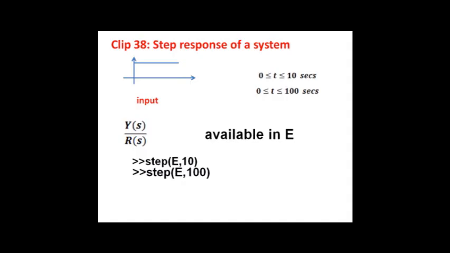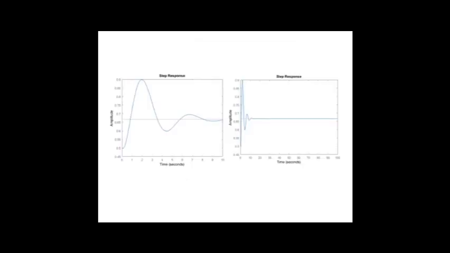So go to the MATLAB command prompt, call step E comma 10 for the first interval, then call step E comma 100 for the second interval, and you're going to see the response as shown on the screen. Let us analyze the two responses.